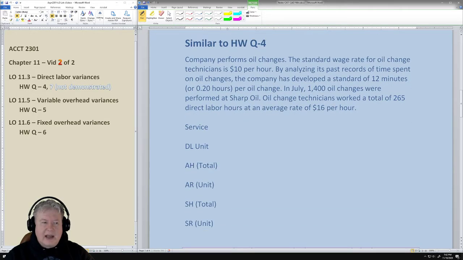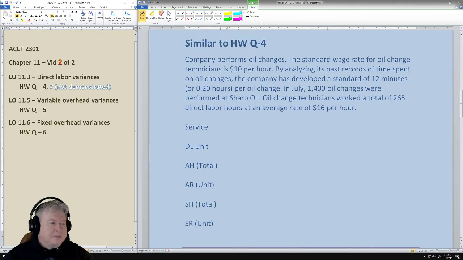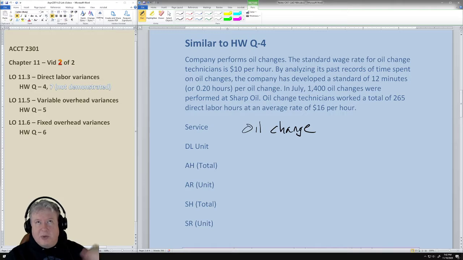So let's take a look at a problem here. This is similar to question number 4, and we're going to do the same thing. To make sure that you get everything right, I suggest that you look at these items and map them out in your head or down on paper before you go forward. Instead of a product, we have a service. The service in question is an oil change. Now the particular labor, so in the previous one there could be a lot of different direct materials.